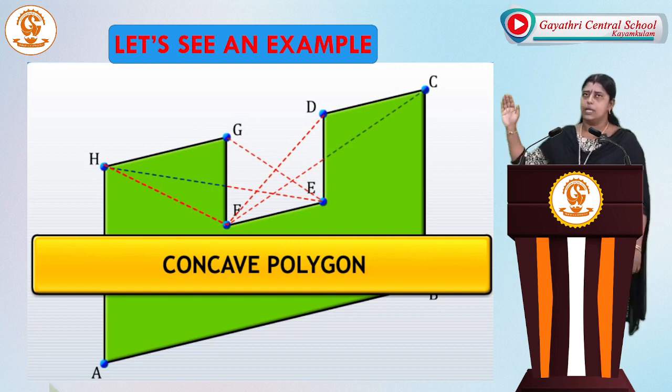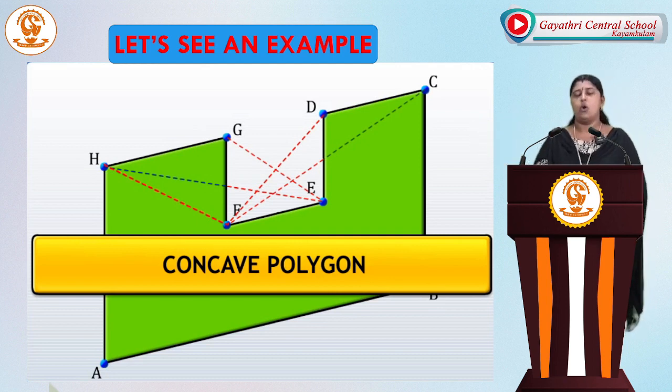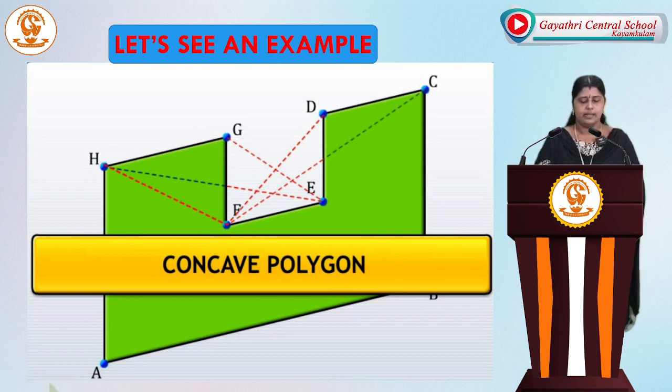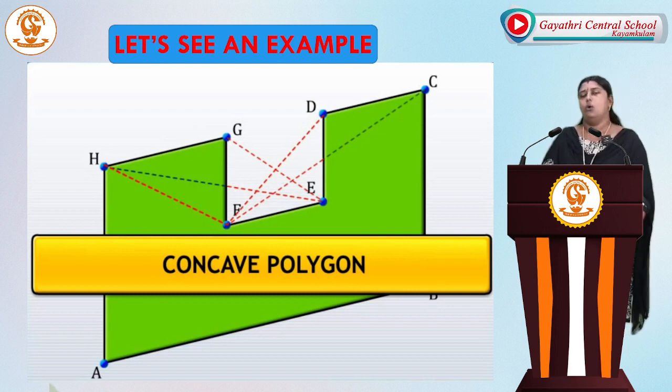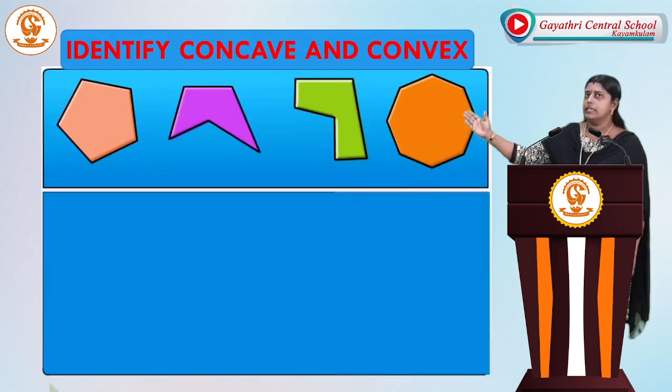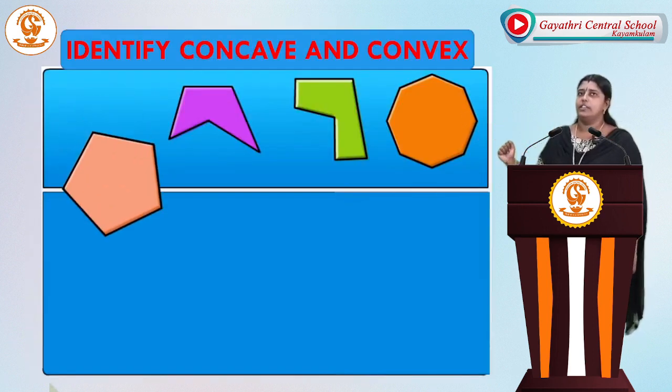So, this type of polygon is a concave polygon. Which type of polygon is here? Concave polygon. Is it clear? Yes, ma'am. Okay. Now we are going to identify some polygons.